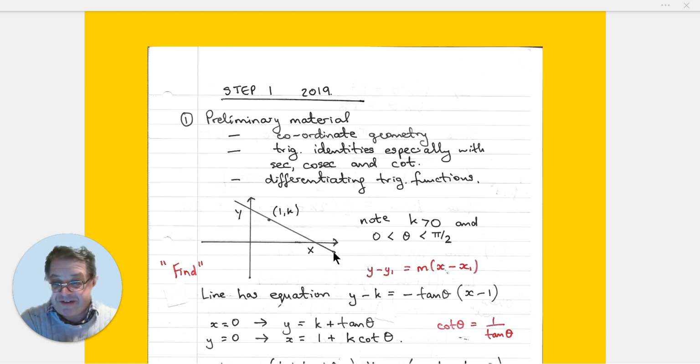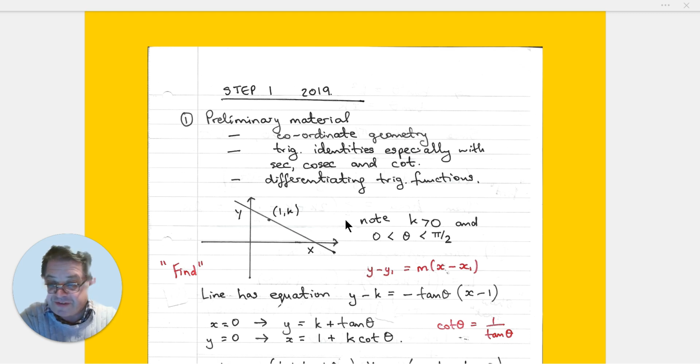Useful preliminary material for doing this question would be coordinate geometry, trig identities, especially those involving sec, cosec and cot of x, and differentiating trigonometric functions. Recall that STEP papers now don't allow the use of any formula sheet, so all identities used must be known, and the same for differentiation.